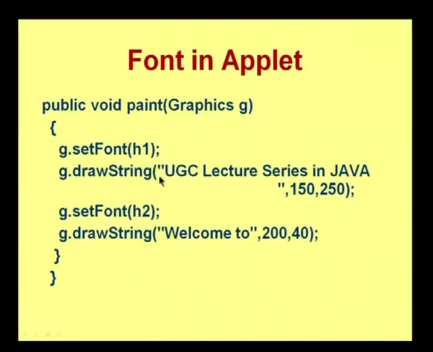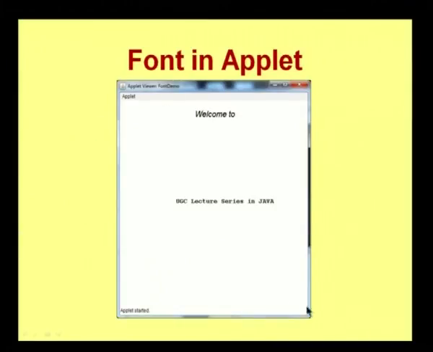Here drawString. I am drawing a string, UGC lecture series in Java, and then I am specifying the XY position. Again I am setting a different font for my graphics object, and then I am trying to draw a string, and this string is positioned in this position. You can see on executing this particular applet using applet viewer, you can visualize the applet. Here this and this have different font settings. This is F1 and this is your F2.